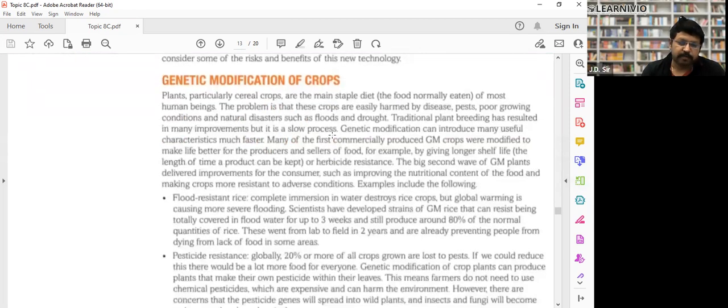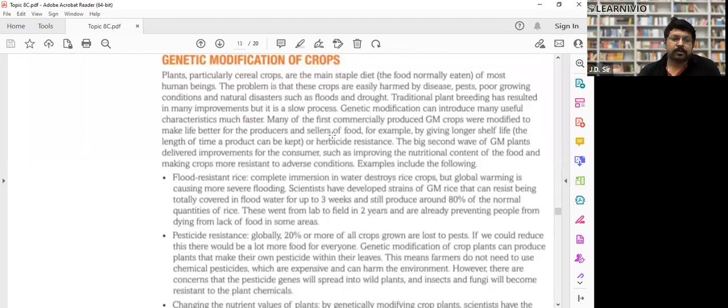Now GM, genetically modified crops. Plants, particularly cereal crops, are the main staple diet, food normally eaten by most of the humans. The problem is that these crops are easily harmed by disease, pests, poor growing conditions, and natural disasters, such as flood, drought. Traditional plant breeding has resulted in many improvements, but it's a slow process. Hybridization is a slow process and does not have that much benefit. Genetically modified can introduce many useful characteristics much faster.